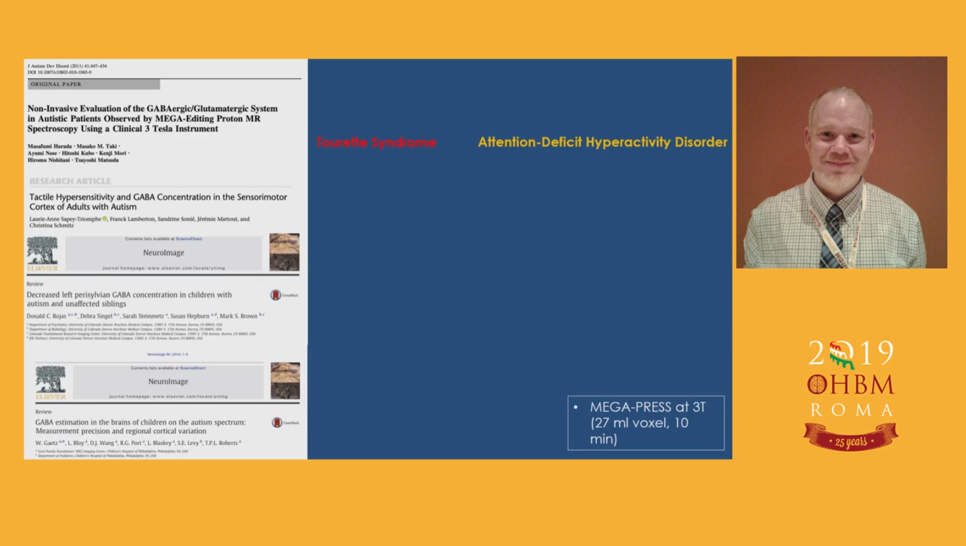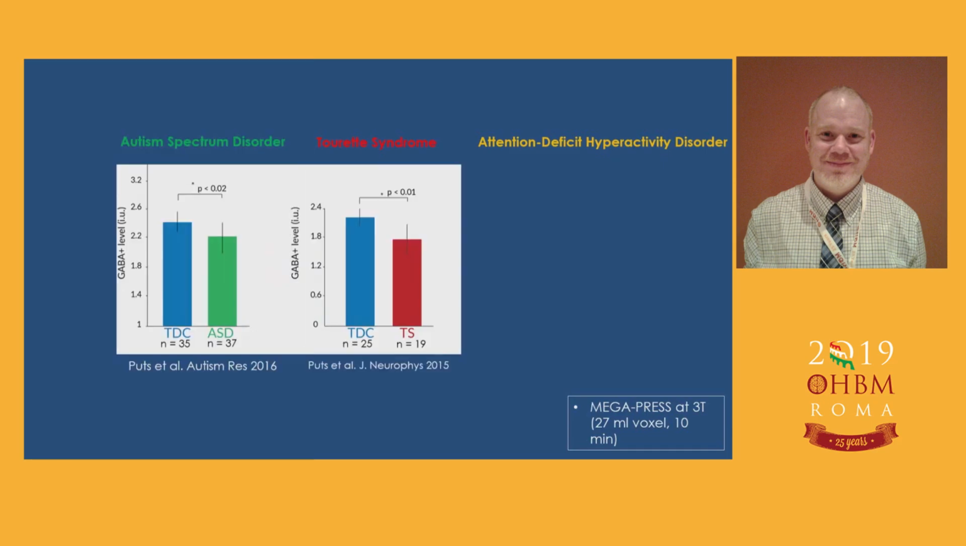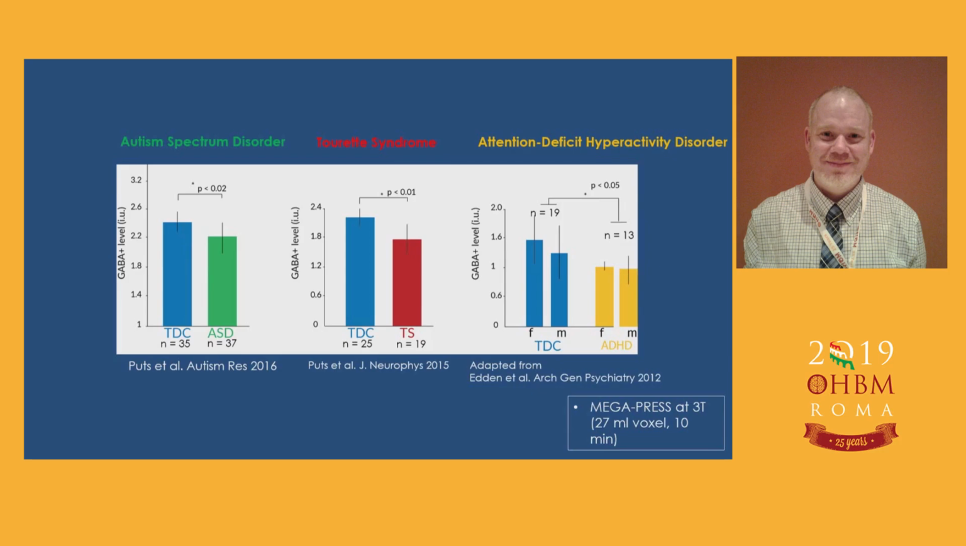But that is also a consistent finding, so there does seem to be some regional specificity to these findings. However, we also see reduced GABA levels in children with Tourette syndrome, and in a previous study we also saw reduced GABA levels in children with ADHD. And so reduced GABA levels per se in children isn't an index or provides diagnostic information about the disorder.